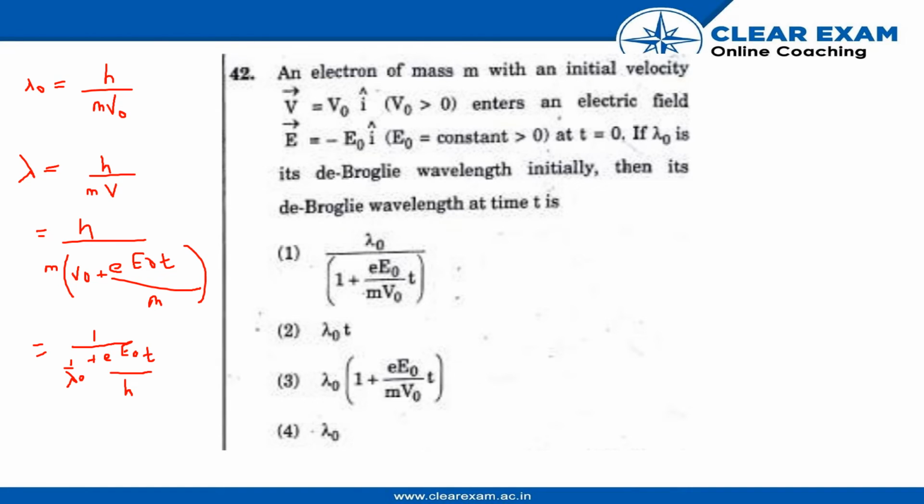So then we take the LCM and we get λ = λ₀h divided by (h + eE₀λ₀t).